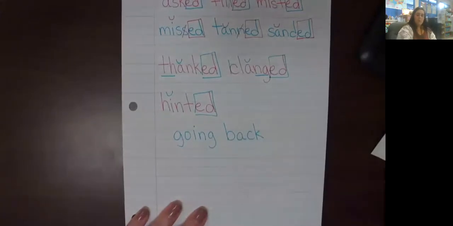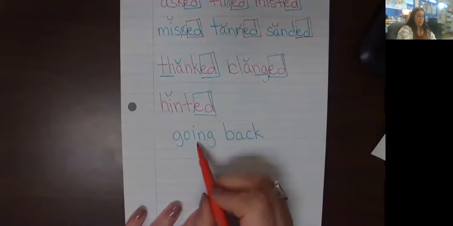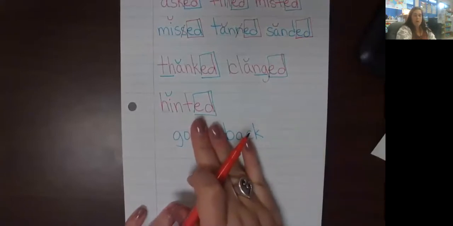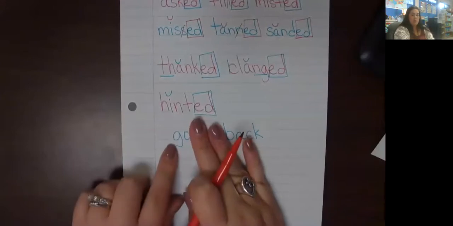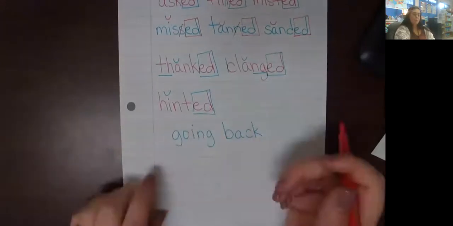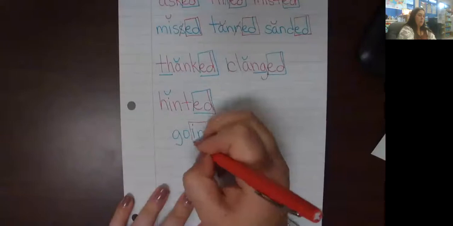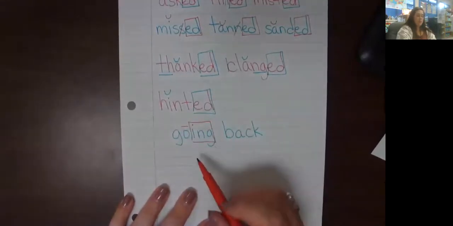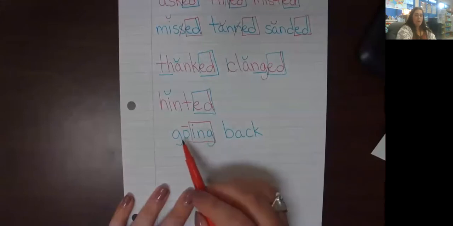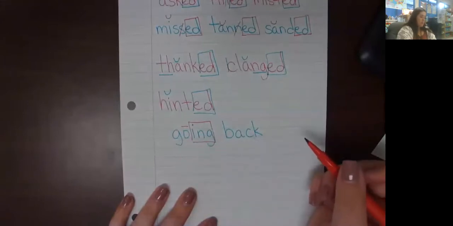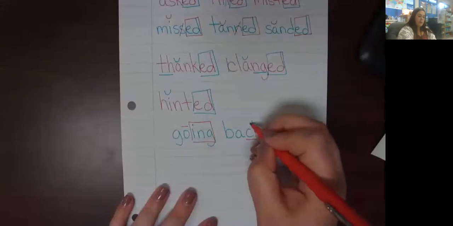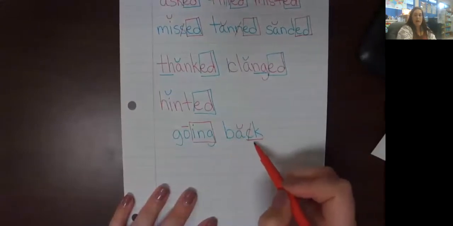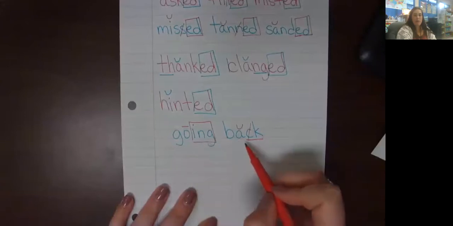All right, this is just a phrase. So I see ing. That's usually a suffix, but let's cover it up to see if we have a word still. We still have go, so it is a suffix. We'll box it in. The O gets a macron. Going. The next one, we have digraph CK, cross out the C, and the A gets abbrev. Back. So going back.